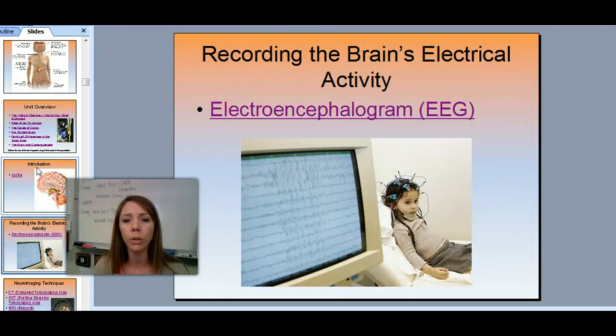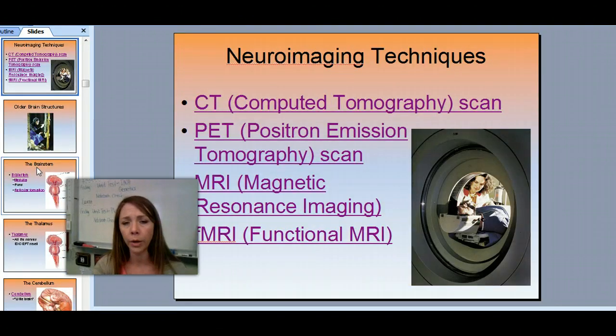Here are some more tools. EEG is reading the electricity that goes on in your brain. Remember we talked about how every time a neuron fires, it's an electrical impulse. So we can look at how our brain is firing by reading that electricity. This shows a lot of brain activity, but not in parts of the brain. If we actually want to see parts of the brain with images, we do one of these four.